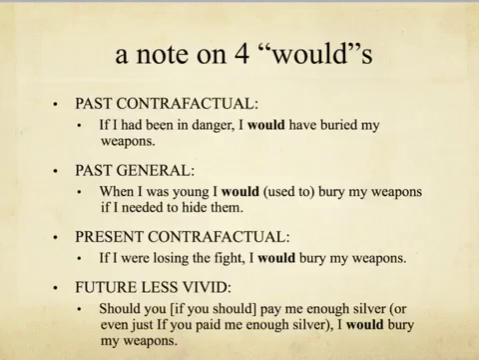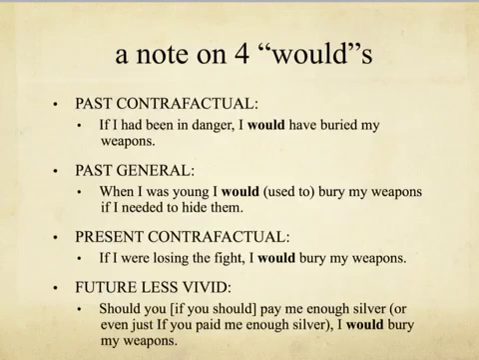In the apodosis of a past contrafactual, you get would, but you also get have, right? If I had been in danger, I would have buried my weapons. So we can rule that one out in this case because we don't have the have. You also get would in the apodosis of a past general. When I was young, I would bury my weapons if I needed to hide them. And that is the English conditional standing in for a kind of repeated action in the past. I used to bury my weapons, I would bury my weapons.